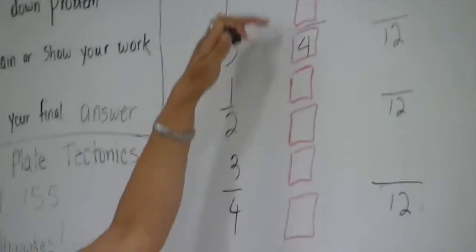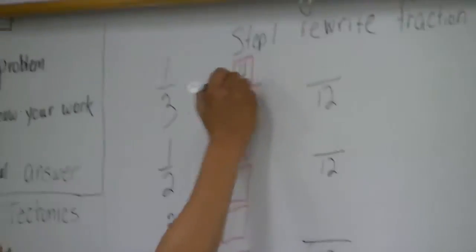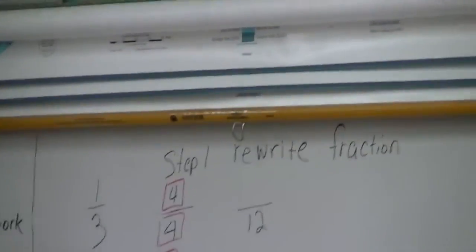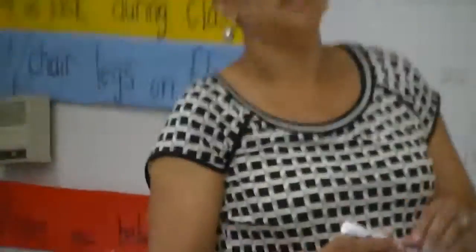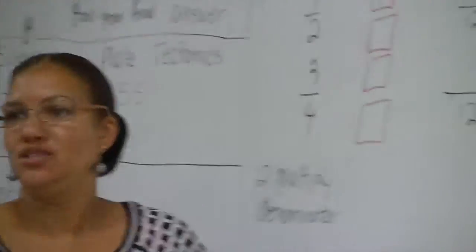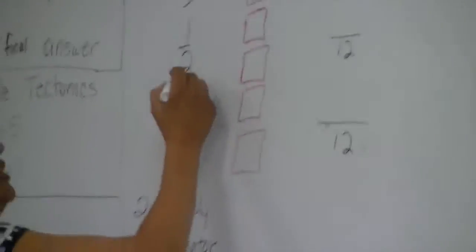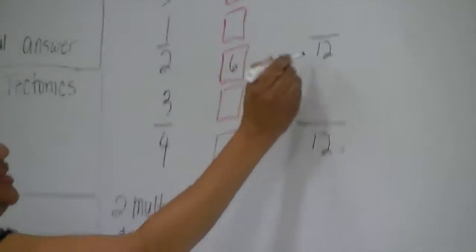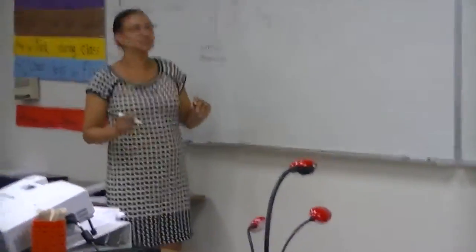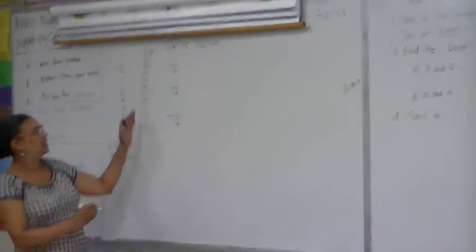Whatever I put on the bottom, I have to put on the top. 2 times what equals 12? Jonah. 6. 2 times 6 equals 12. Whatever I put on the bottom, I have to put on the top. And 4 times what equals 12? Malia? 3. 4 times 3 equals 12. Whatever I put on the bottom, I have to put on the top.